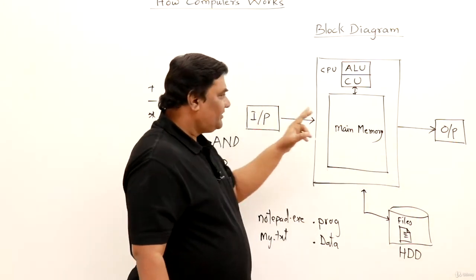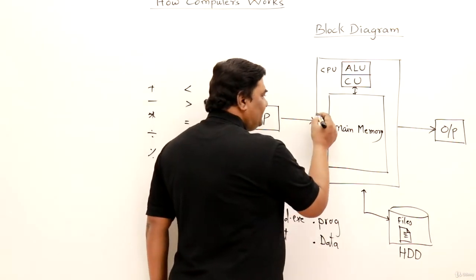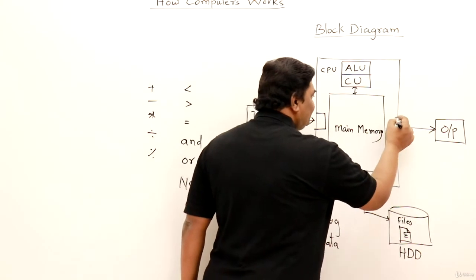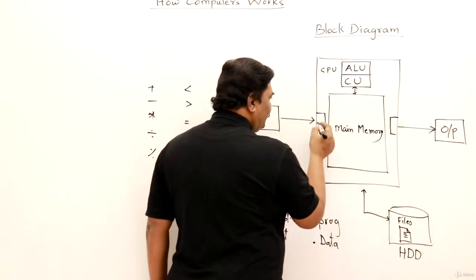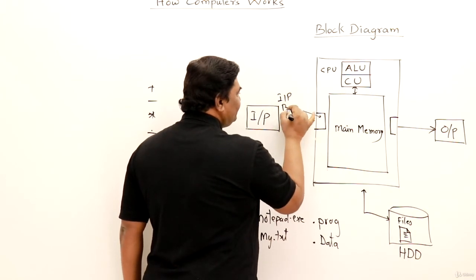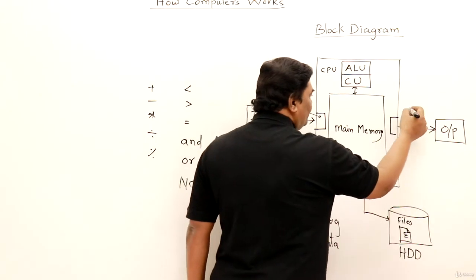And these input and output devices are connected to the system and they have their own memory. I'll show it like this. This is the memory that belongs to the input device and this is the memory that belongs to the output device. So I will call this the input buffer. This is a buffer, this is the memory, and similarly that is the output buffer.